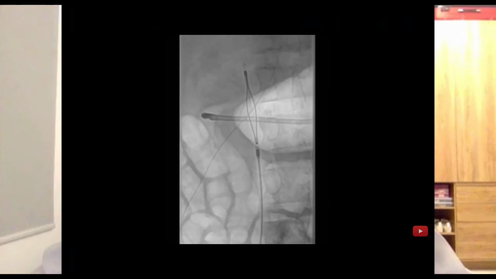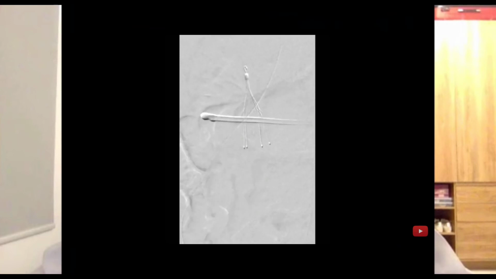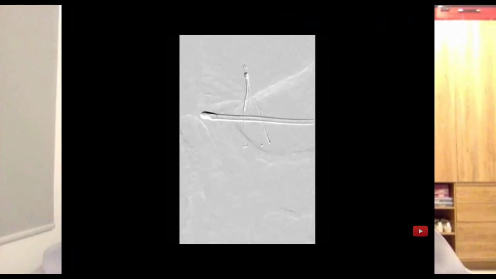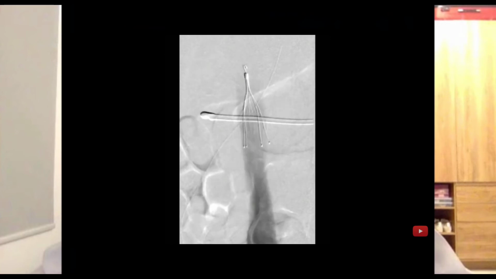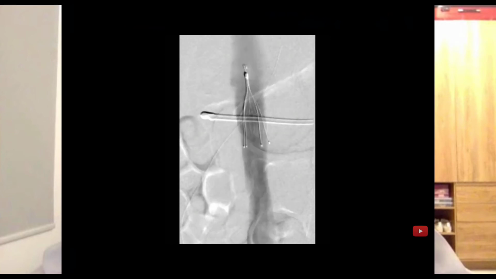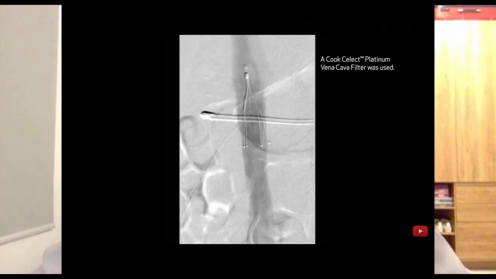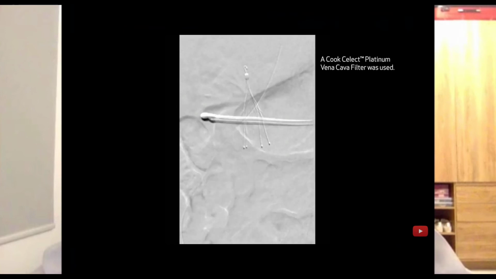The filter is then subsequently deployed as demonstrated here in this video. A completion venogram is then performed that shows adequate deployment of the filter just below the renal vein and above the confluence of the iliac veins. This concludes our video demonstration of inferior vena cava filter placement using a Cook Select filter.